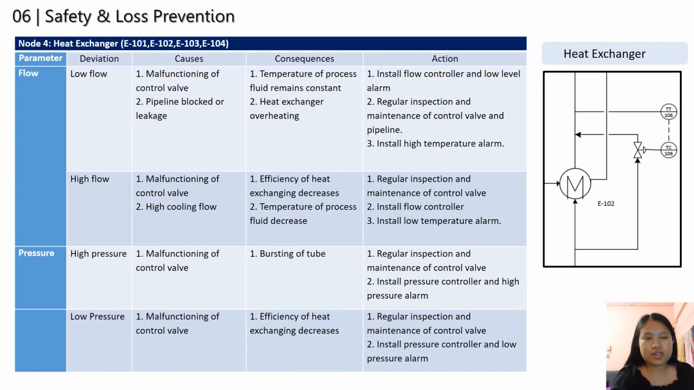So this is the hazard study for heat exchangers E101, E102, E103, and E104. For the flow parameter, the causes of low flow could be malfunctioning of the control valve or pipeline blockage or leakage. And the causes for high flow could be malfunctioning of the control valve or high cooling flow. The proper action that should be taken is installing a flow controller and also regular inspection and maintenance of the control valve and pipeline. For the pressure parameter, the causes for high pressure could be malfunctioning of the control valve.